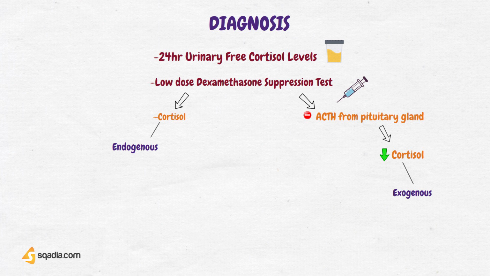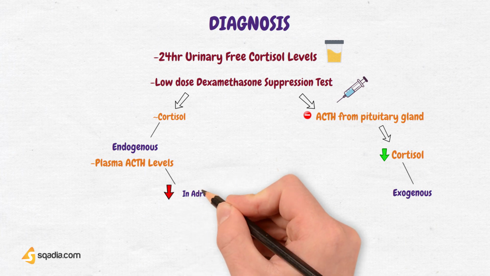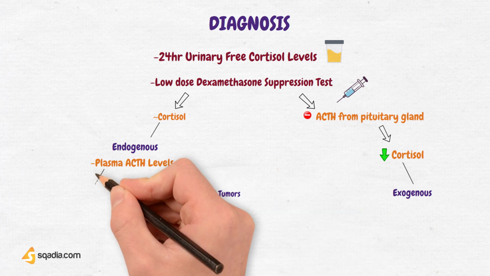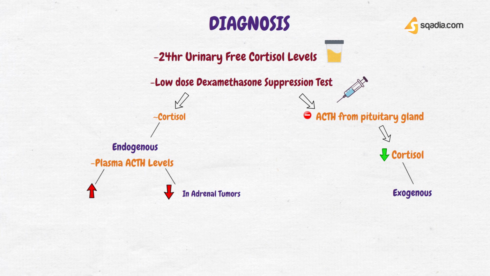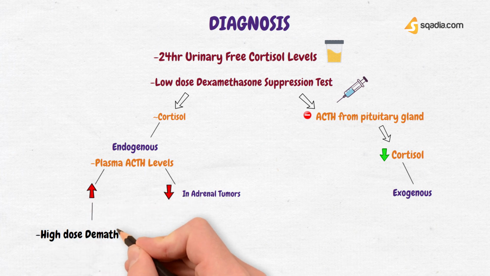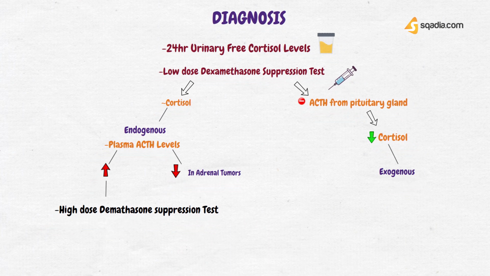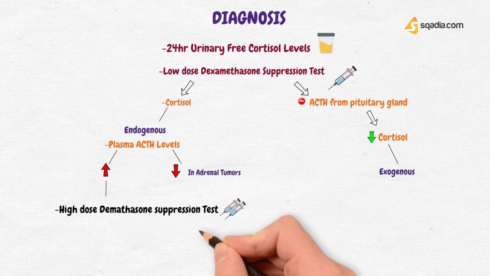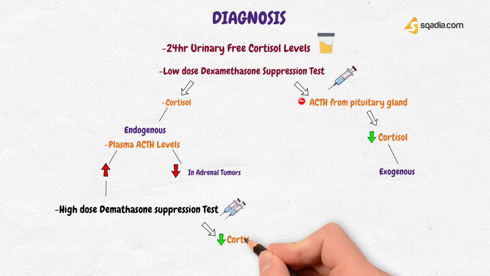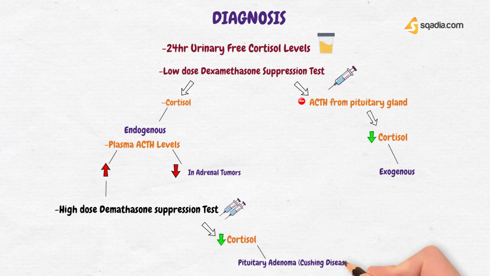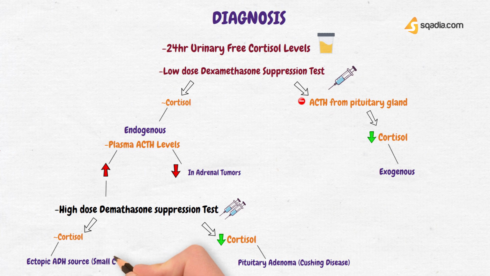To find out which particular endogenous cause is the problem, plasma ACTH levels are checked. Low levels are seen in adrenal tumors, whereas high levels are seen due to Cushing disease and ectopic ACTH production. If high ACTH levels are seen, we can inject a high dose of dexamethasone, which can cause ACTH and cortisol levels to decrease in case of Cushing's disease. If cortisol remains unchanged, this just means that all the ACTH being secreted is not coming from the pituitary gland at all, so there has to be an ectopic source.